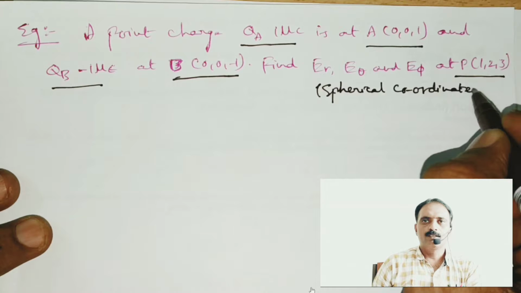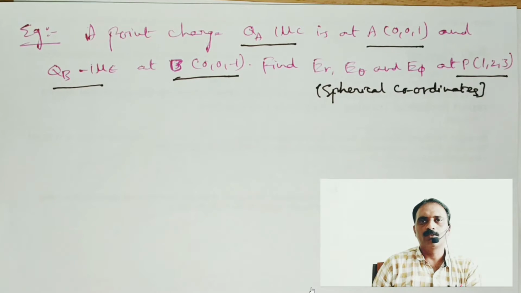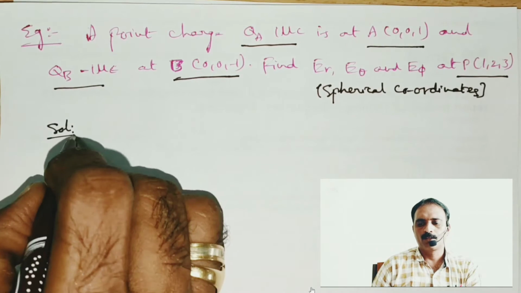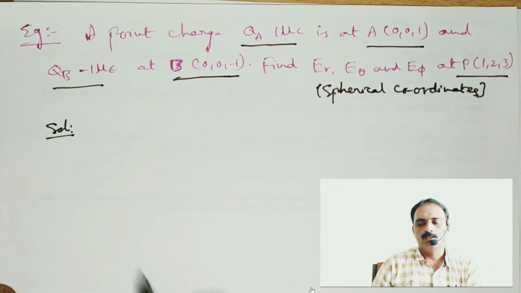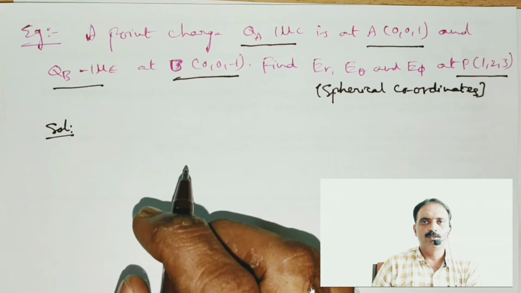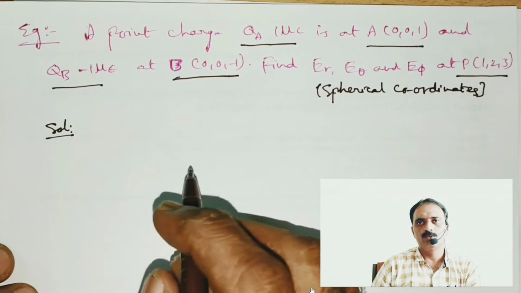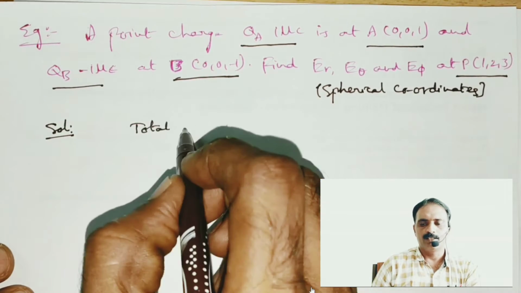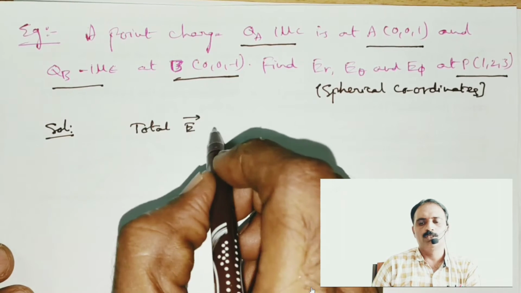Already in the previous sessions we have derived the transformation matrices regarding how to transform one system of coordinates to the other. So if anybody didn't watch the previous videos, my suggestion is, please go through the previous videos in order to have a clear understanding regarding this transformation. So let us go through the solution.